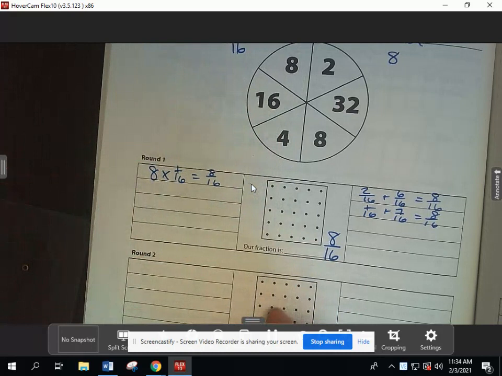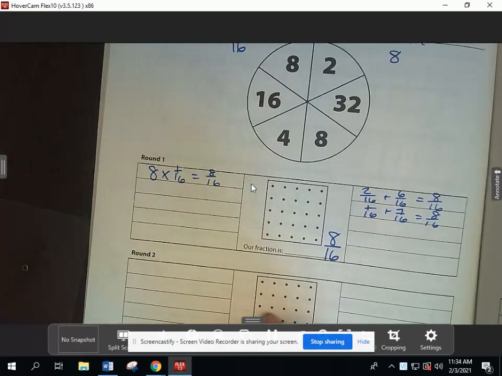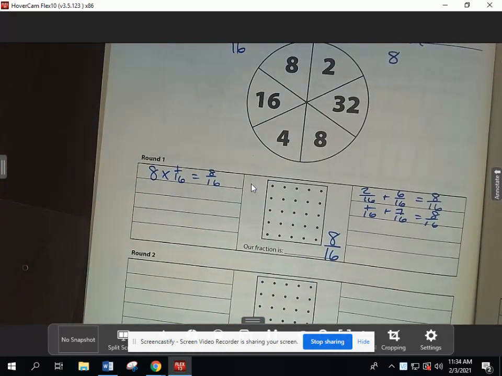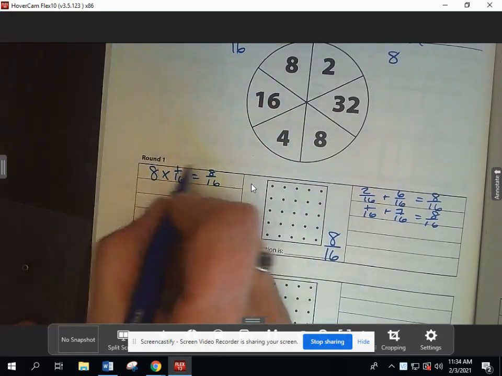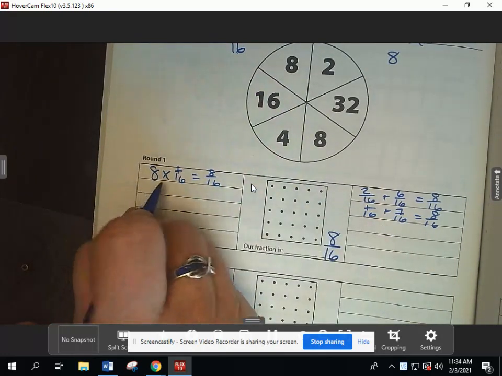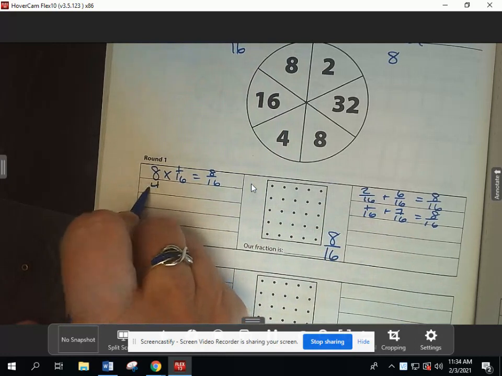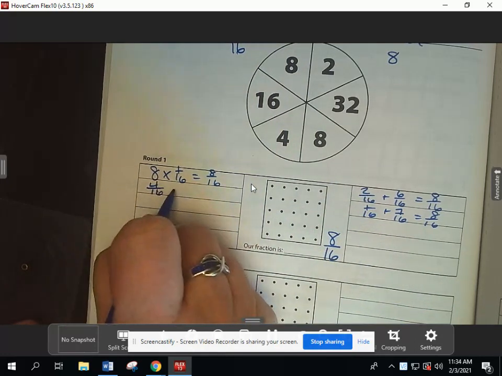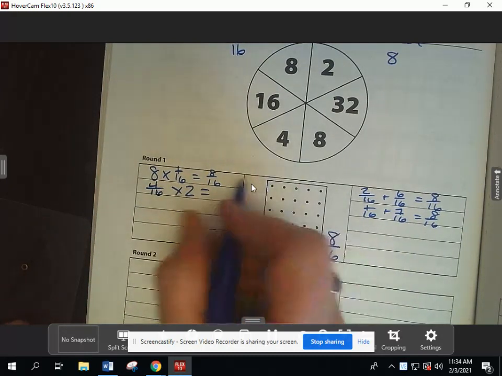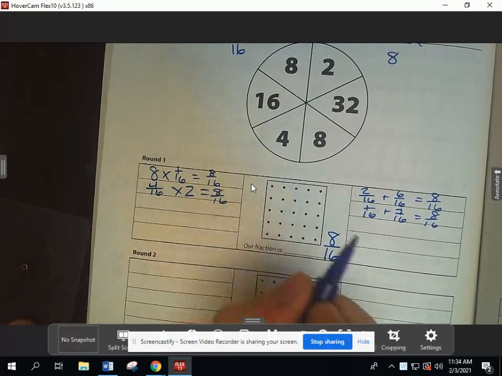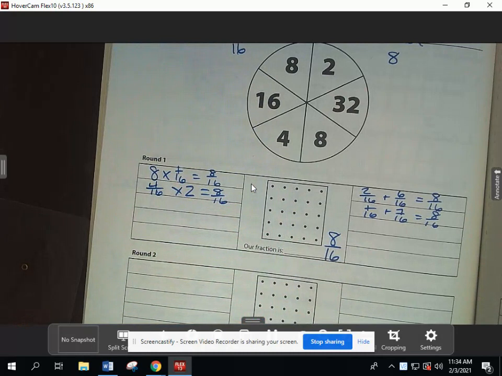So I need to come up with one. Let's see. I think that I am going to do 4/16 times 2. Miss Radis, in my number corner book, No, in the Bridges book. In the Bridges book. Yeah.